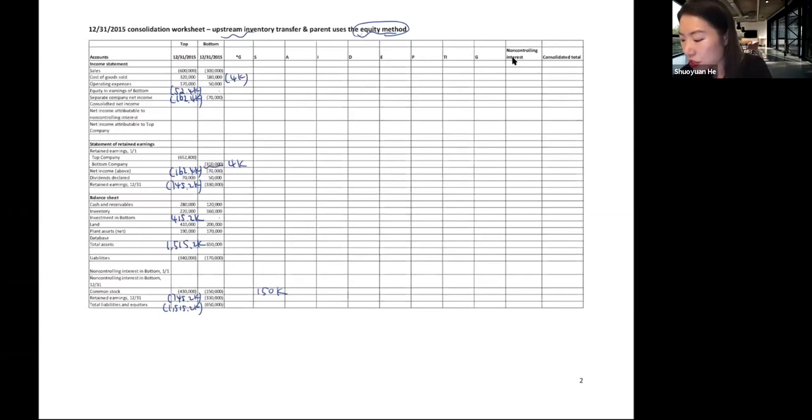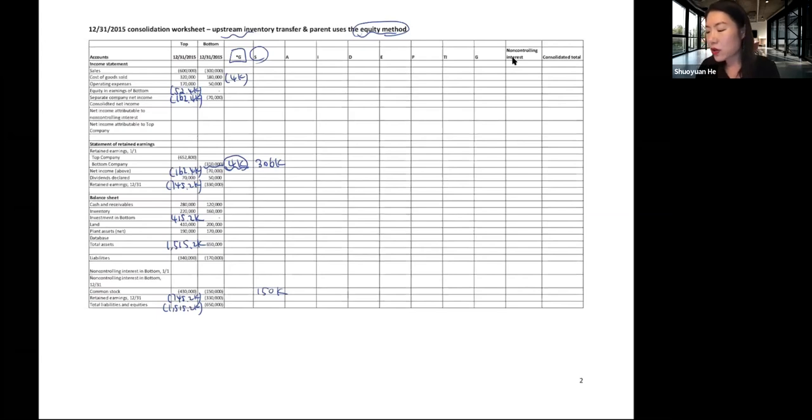One thing to remember is that your star entry always goes before all of the other entries. And then the S entry comes after we have recorded the star G entry. So of this 310,000, 4,000 is already reversed by your star G entry. So how much is left to reverse? We only need to reverse another 306,000. So this is the little bit of difference here.